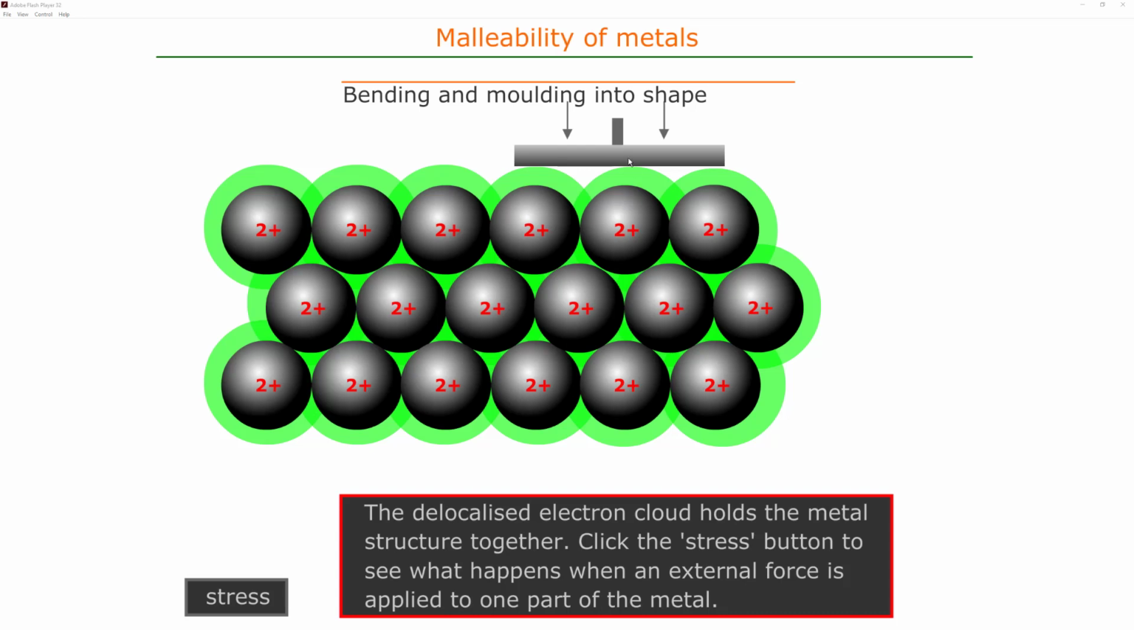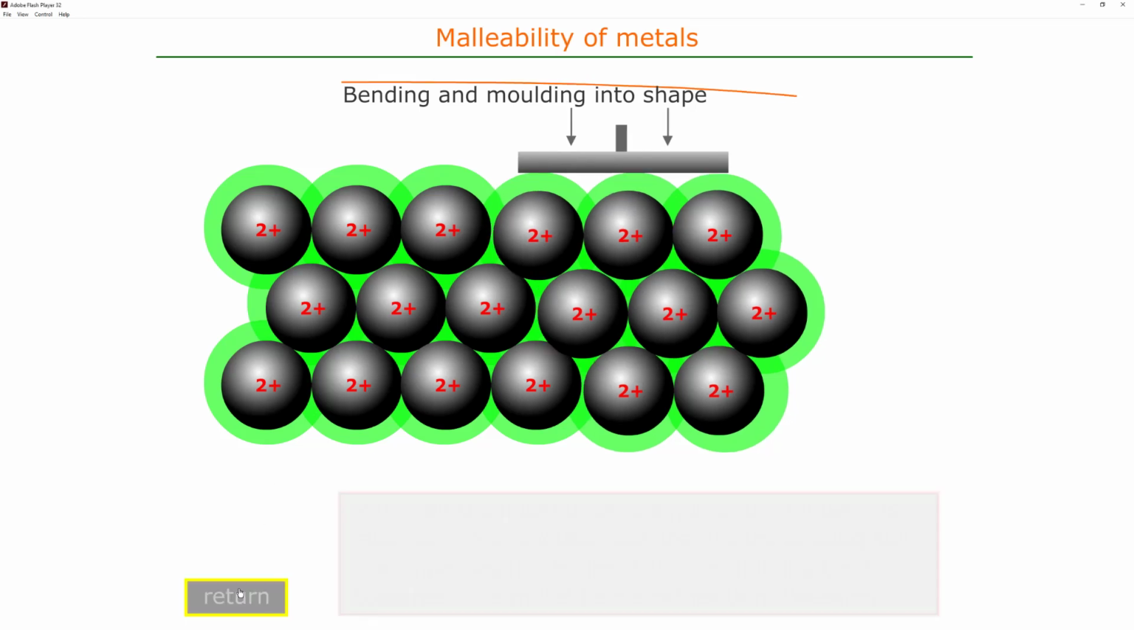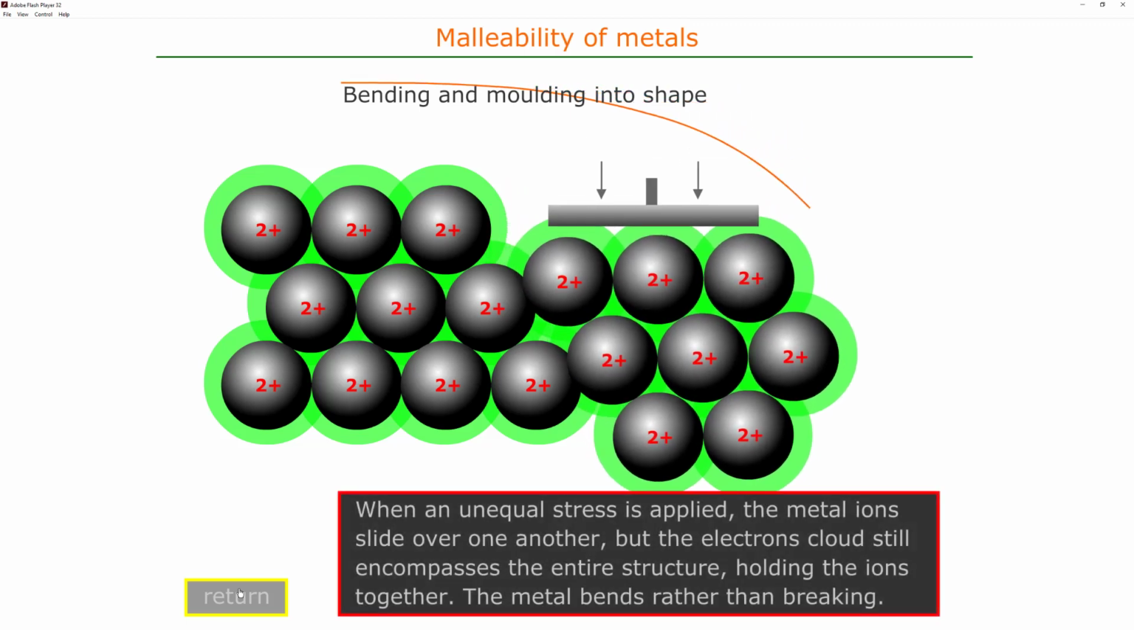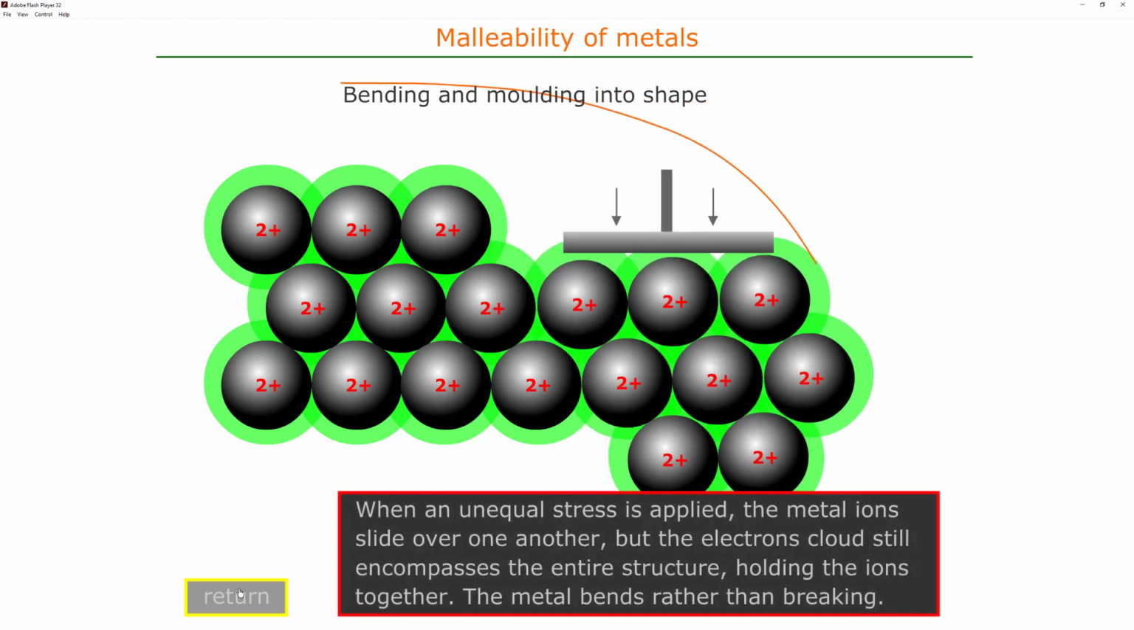If we apply a force to this metal, what happens is the sea of electrons moves with the ions. The ions are displaced from their position, but the integrity of the metal itself is not compromised. The metal still retains its strong forces of attraction, and that means that we can bend the metal into shape.